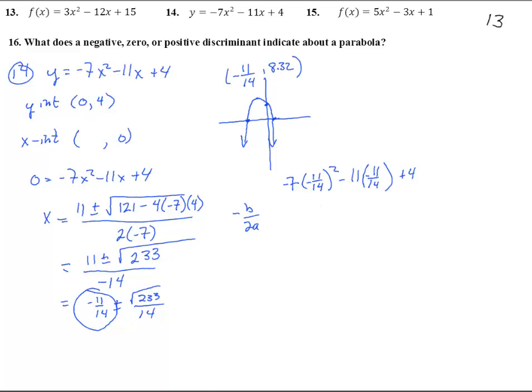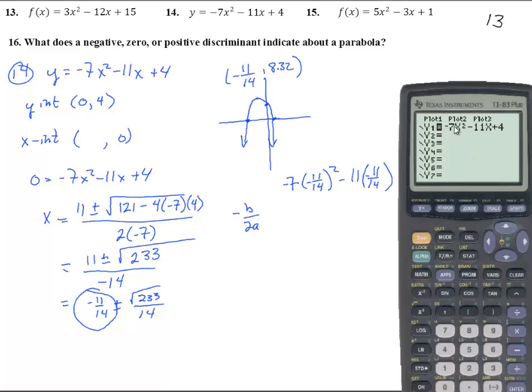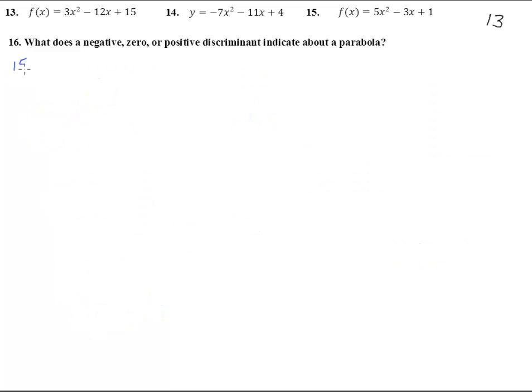And let's go ahead and check it again to graph it on the calculator, make sure we got the right stuff. So here we have negative 7x squared minus 11x plus 4. Hit the graph button, and there we have it. Number 15.